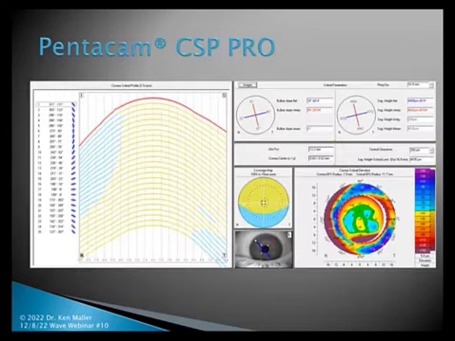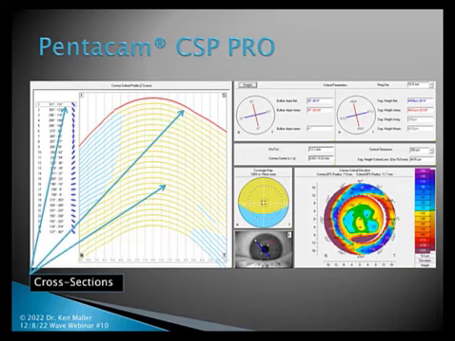The CSP PRO is the latest iteration of the CSP software, and there are quite a few differences between that and the basic CSP that was originally released. This is what the screen looks like, and I'm just going to go through a summary of this. First, you can see the various cross sections that are taken. On the left-hand side, you see the actual meridian that is being demonstrated through the cross section.